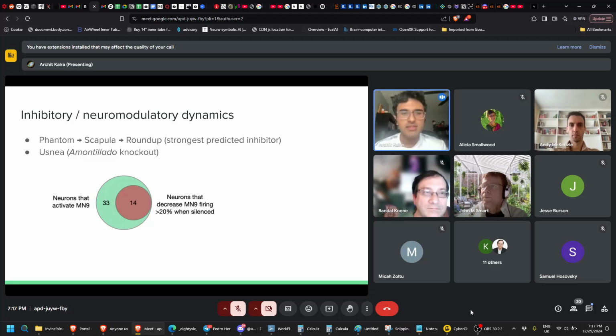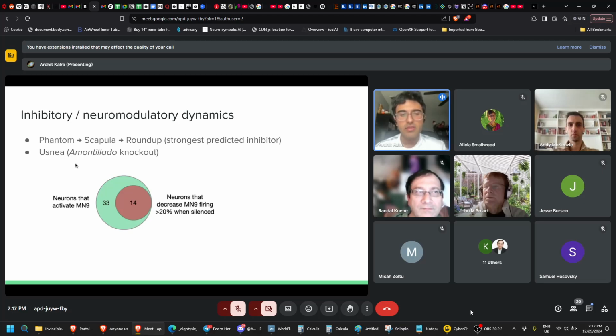Now, something important to mention is that there are a particular series of neurons here that may not entirely be accurate in the computational model. The first one is phantom. Phantom was predicted to be the strongest inhibitor, but we were not able to see the actual inhibitory action of phantom, likely because the downstream neurons it was going to, such as scapula and roundup, have a basal firing rate of 0 in the computational model. That makes it difficult for actual inhibitory dynamics to be propagated through the network, which is a limitation of this particular model, but it can be addressed later on by just adding a basal firing rate.